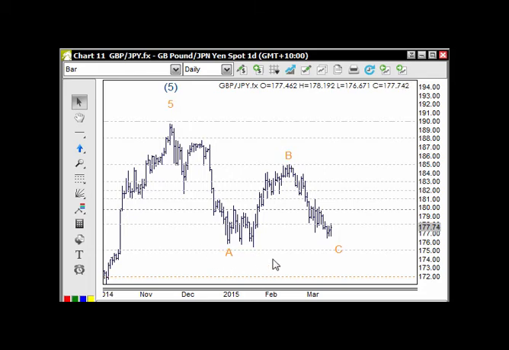It's a pretty simple 3-wave structure here, isn't it? And if that's the case, then we should be moving up from that point. Okay, in this B to C here, a C wave has always got 5 waves in it. So that's what we're looking at here. So we're looking for this to land here as well.